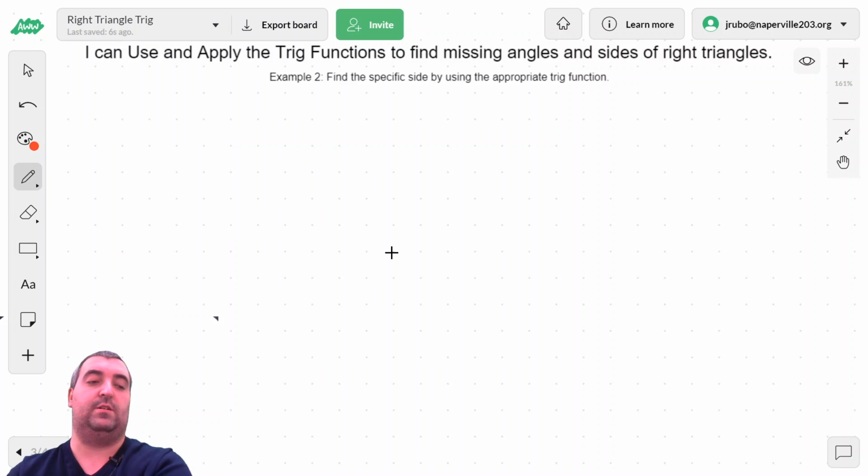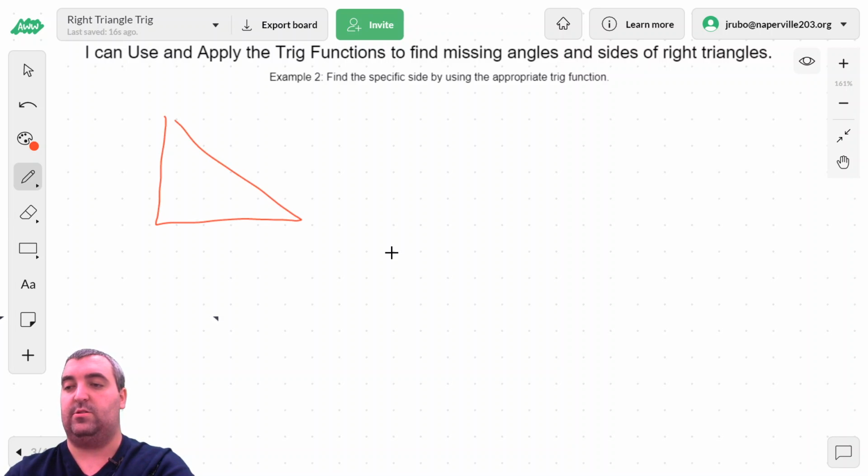All right, another type of question that you may be asked is just to find a specific side, right? Now, for these ones, you may end up having to use your calculator, and that's okay. So let me just give you a quick right triangle. They ask for 23 degrees, and we say it's A and 11. So we're not given much, right?